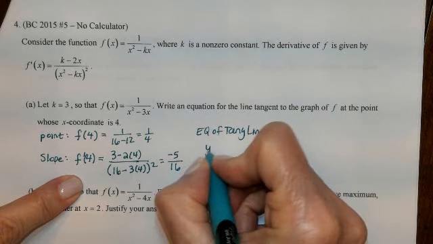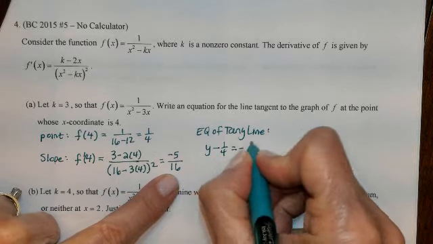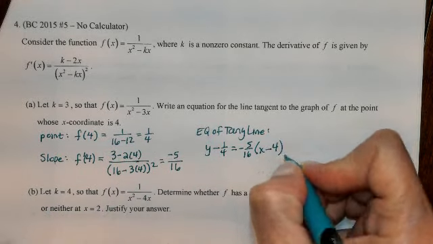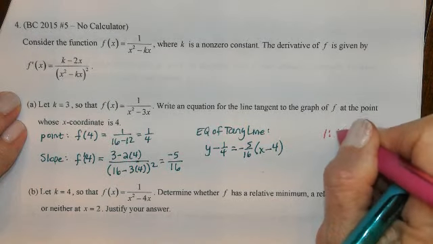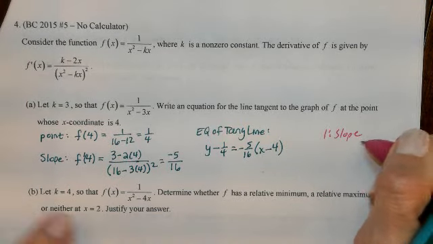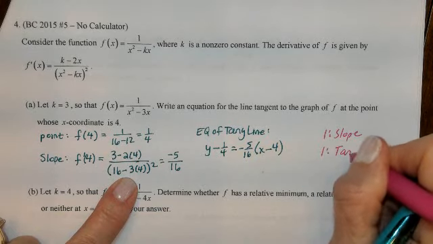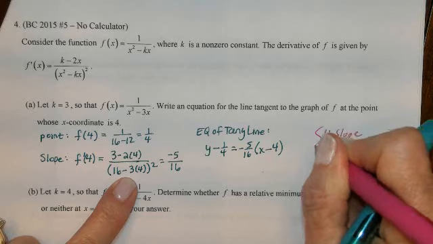will be y minus the y value is equal to the slope times x minus the x value. And that's that. This was awarded 1 point for the correct slope, and then 1 point for the tangent line equation. 2 points.